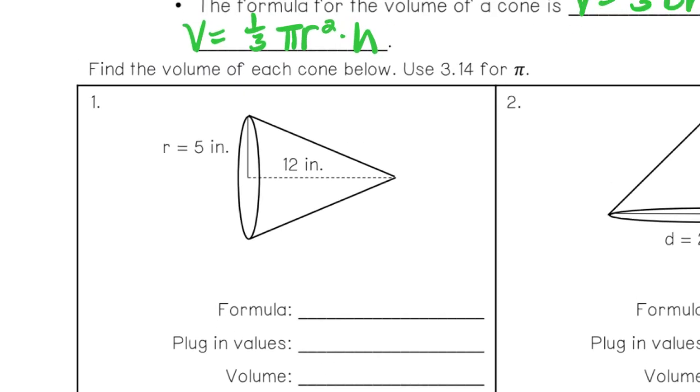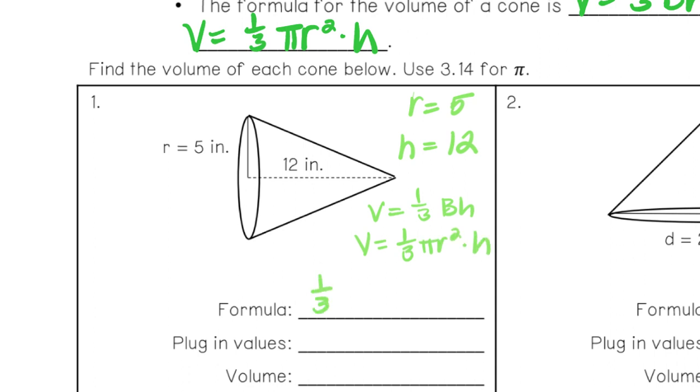Because our formula is volume equals 1/3 area of the base times height, that means we need a height and a radius. So the radius in this case is given to us, which is 5, and the height is 12. So I'm going to grab that formula from above. And remember, it's volume equals 1/3 area of the base times height. But if we pull it all together, we have pi r squared times height. So 1/3 pi r squared times the height.